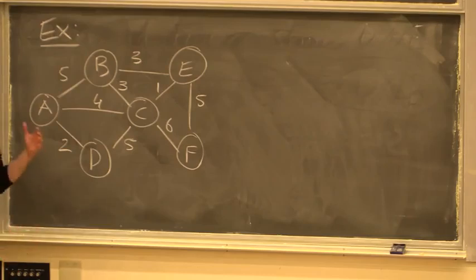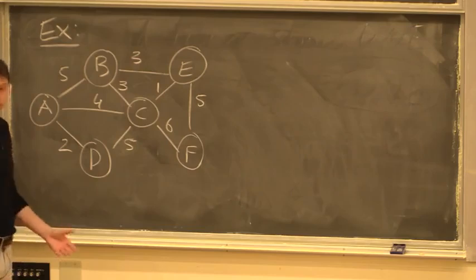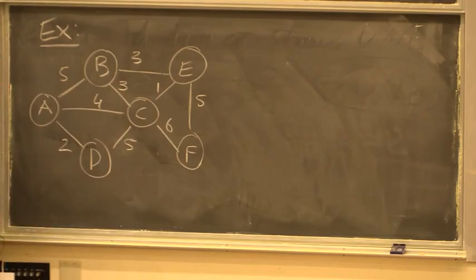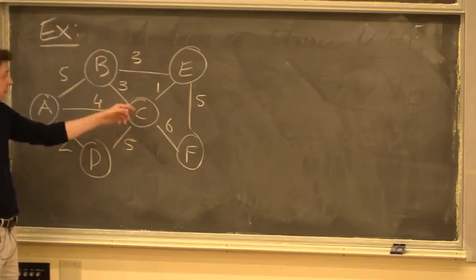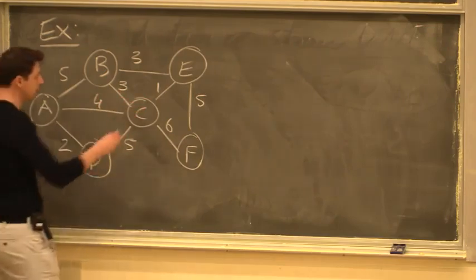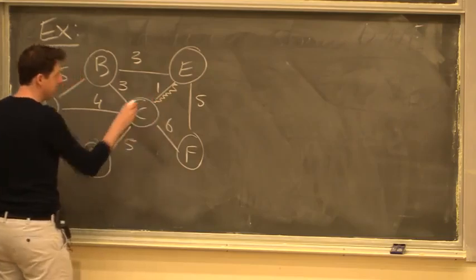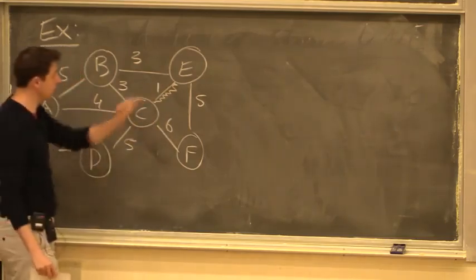Okay, we need to find a subset of the edges that touches all the vertices and has minimum weight. Okay, it's a small example. We can try to eyeball it. Maybe this one here looks pretty attractive, right? Has small weight, connects two things that we haven't seen yet. So we could say, you know what, I'll just throw it in the bag. Maybe I'll get stuck later. So now I have C and E covered.